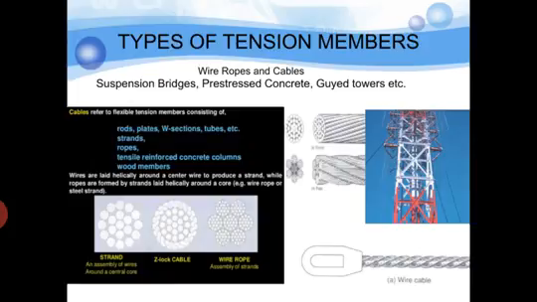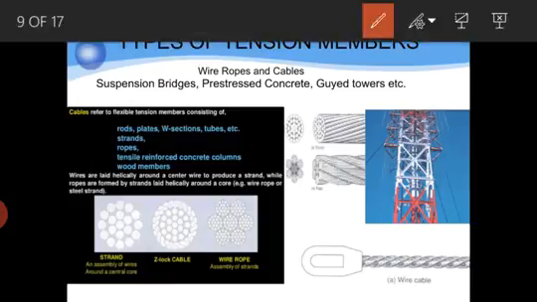So here I have shown a strand. A strand means an assembly of wires around a central core. This is called a strand. An assembly of strands is called a wire rope. This type of wire rope as well as the strands are used in suspension bridges, pre-stressed concrete, or in mobile towers, where this type of structure is used as tension members.